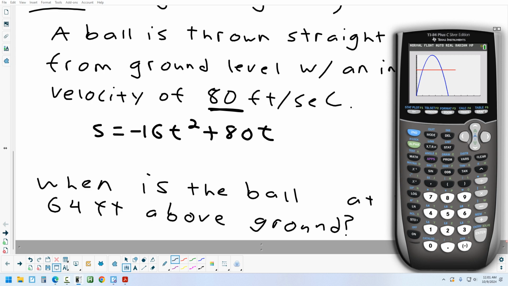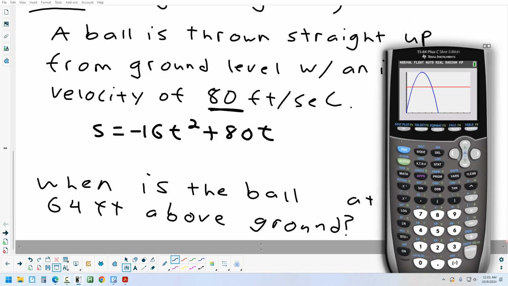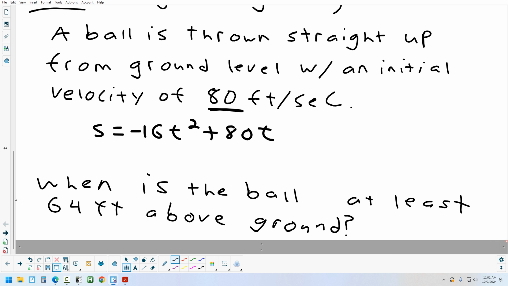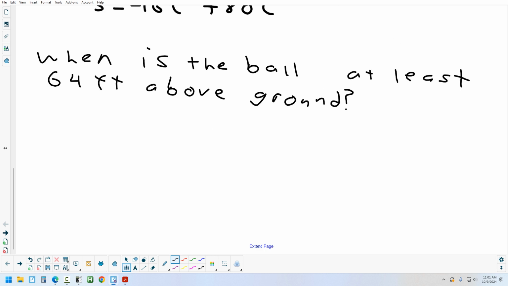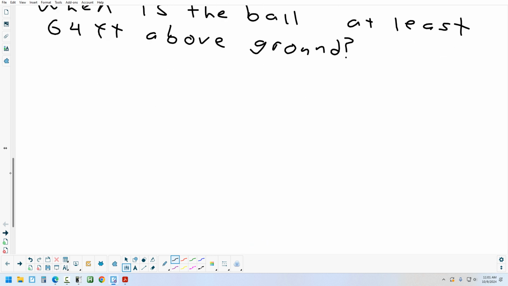Okay, so I want to figure out when the height of the ball, which is in the blue picture, is above the red line at 64? So what do you think I'm going to have to find in that picture? I'm going to use the calculator to calculate something. Yeah? The intersection. Right, I need both intersection points. And then we'll go from there.